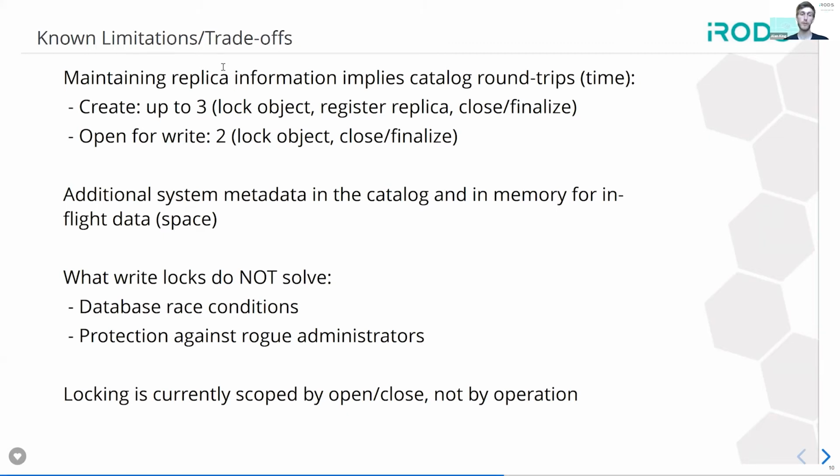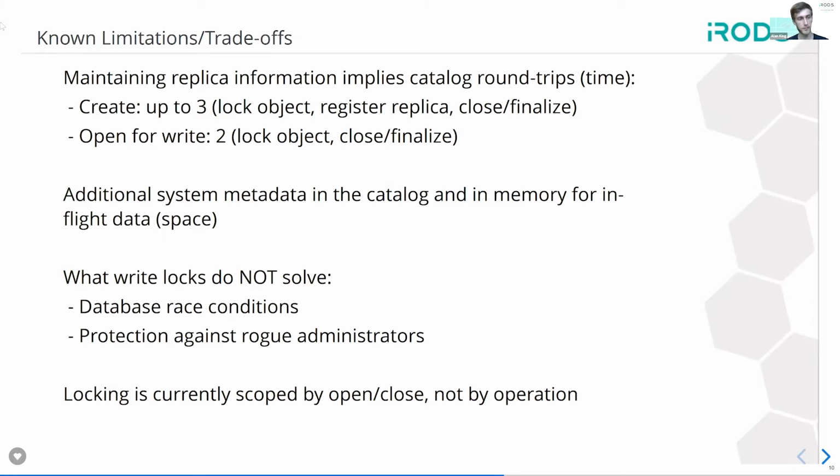Now we have to hit the catalog up to 3 times just to make sure that the information is correct for a given data object on a create, and 2 times for a write. So you have to lock the object, register the new replica, or close and finalize. And then for write, you have to lock the object and close and finalize. In the past, all you had to do was register the new replica and then finalize it for a create. And for a write, all you had to do was close and finalize it because it just maintained whatever state it was in at the time of opening. But then you don't know that that replica is in flight across the system.